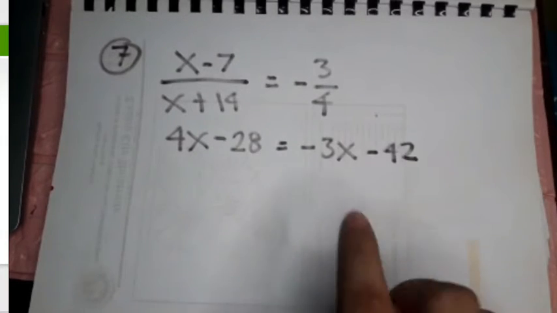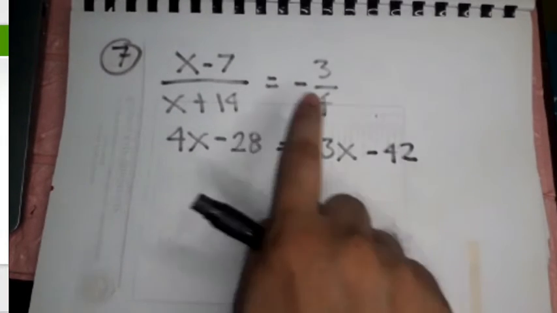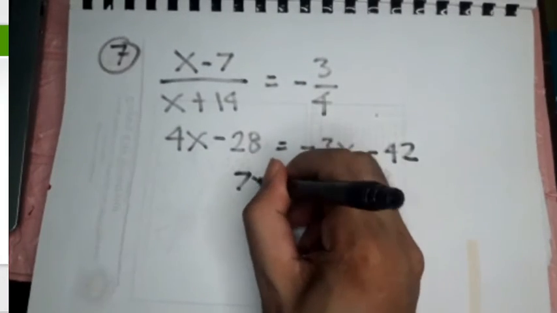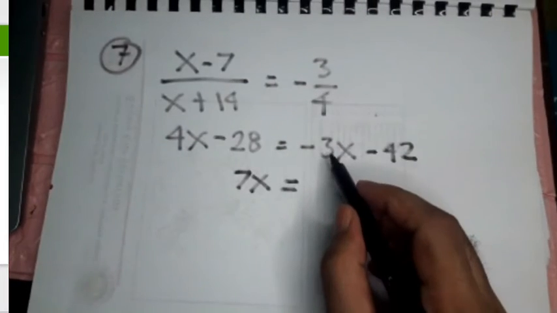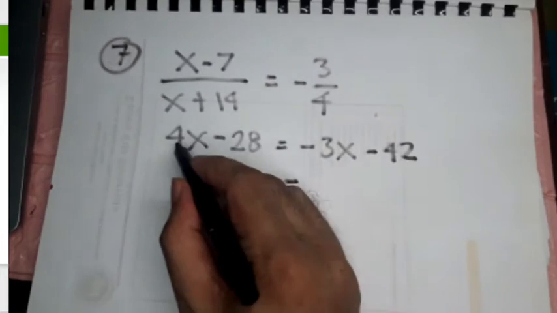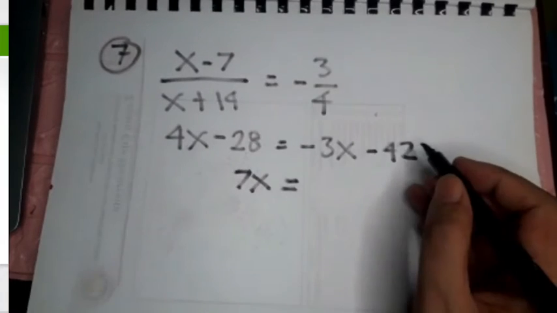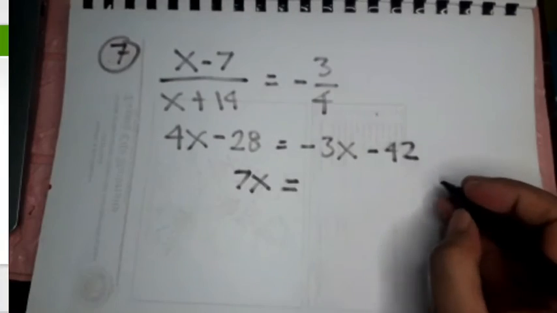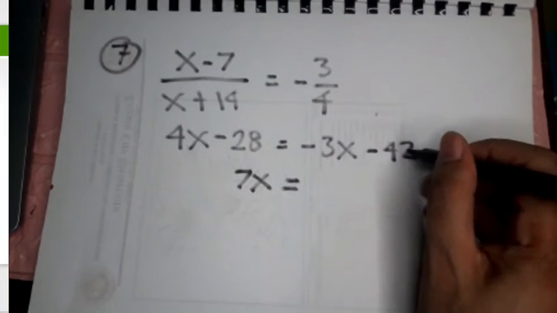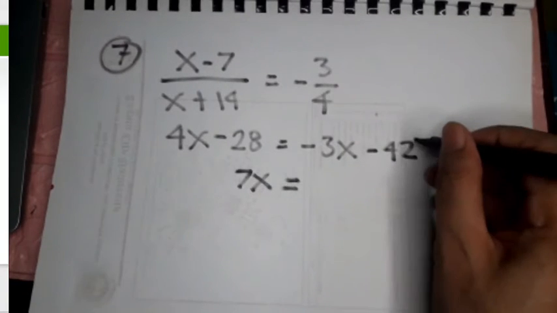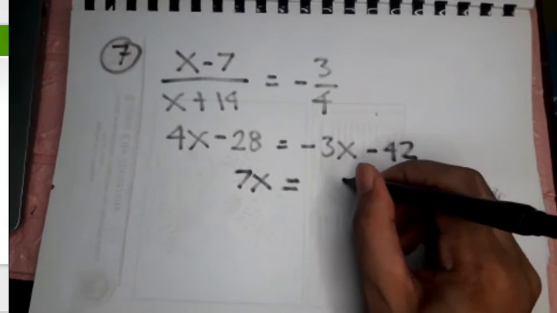So, let us put negative 3x on the other side. It will become positive, so it will become 7x, 3 plus 4 equals 7x. Let's put negative 28 to the other side. It will become positive. So, 42 minus 28, that is how much?